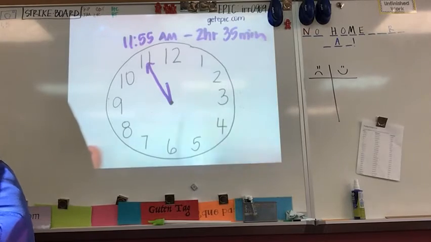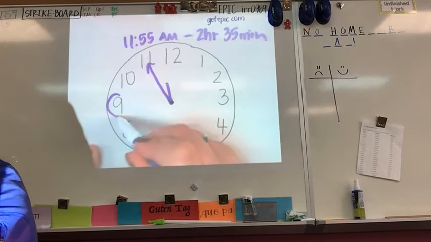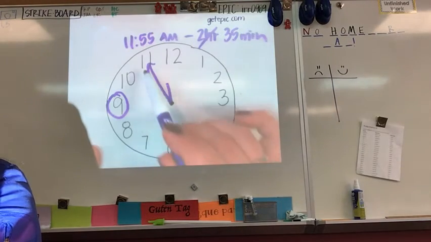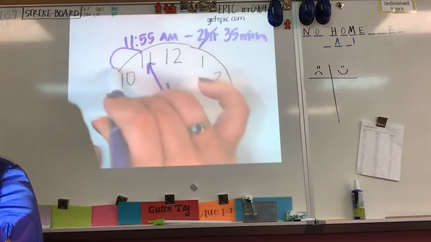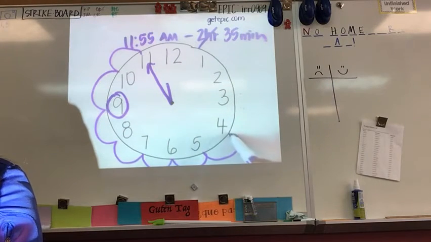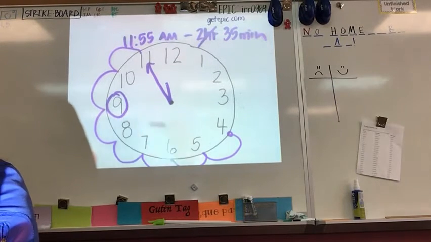First, I would count back 2 hours. So instead of 11:55, it's 10:55, 9:55. So I've counted back 2 hours. Now I'm ready to go back 35 minutes. So I'll find that long minute hand and count back 5, 10, 15, 20, 25, 30, 35. That ends on the 4, so my time is 9:20.